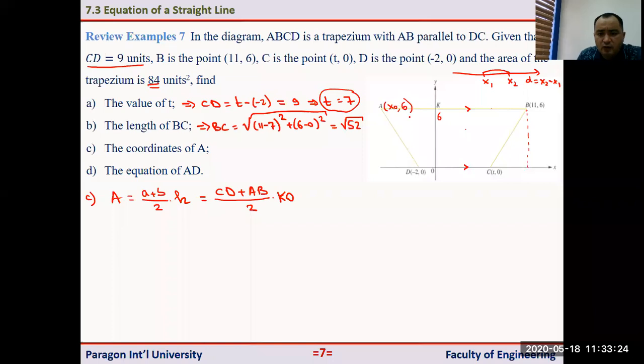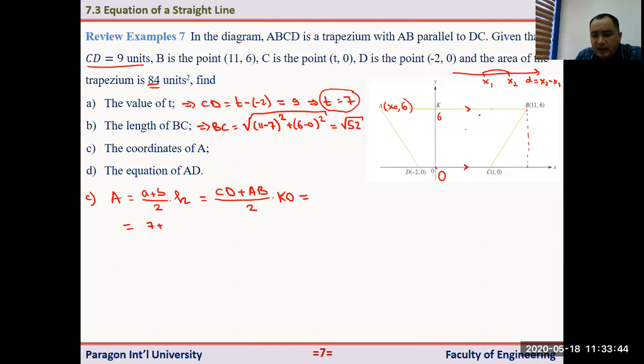This point is O, the origin. So now if you make the substitution here, do we know CD? CD we have already calculated in question A, that's equal to 7. So here we have 7 plus, do we know AB? What is the length of AB?